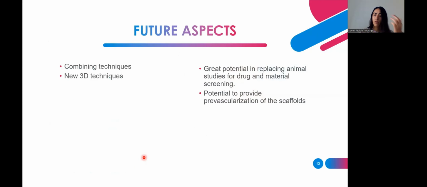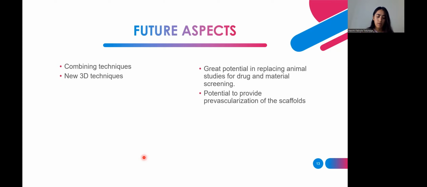Now, having this mentioned, of course, there are future aspects to be considered from which 3D bioprinting will probably develop. First of all, I'd like to mention that combining techniques is one of them. As I mentioned, they all have their advantages and limitations. So what people are doing right now is taking the advantage of one and combining it with the advantage of another one and making a product, because you cannot use just one technique for every application.